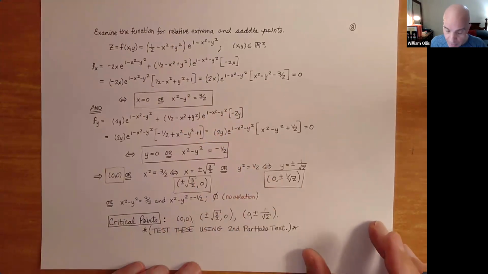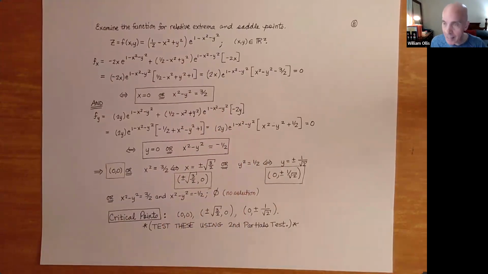Now, the idea here is just like before. We solve the system of the partial derivatives set to 0 in order to find any critical points. Now we see we have 5. The second part of the analysis with the second partials test is to look at the second order partials, just like you had to compute on your second test.